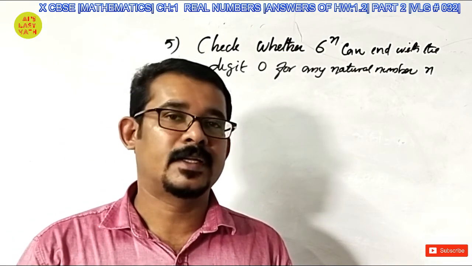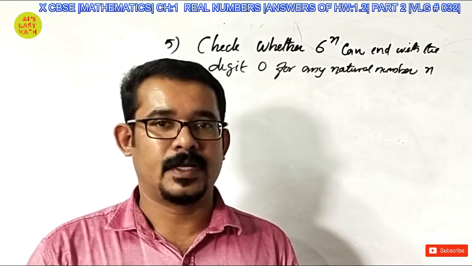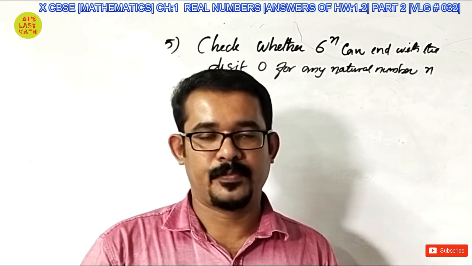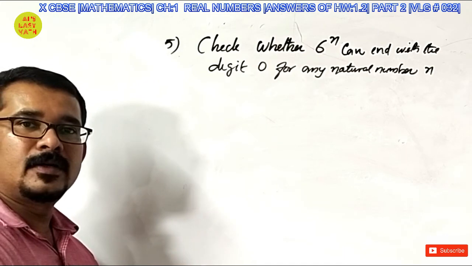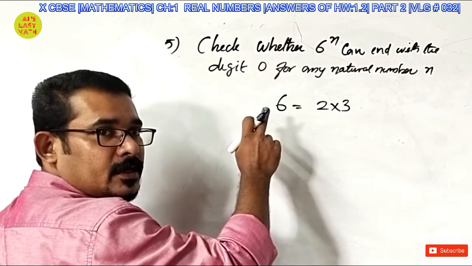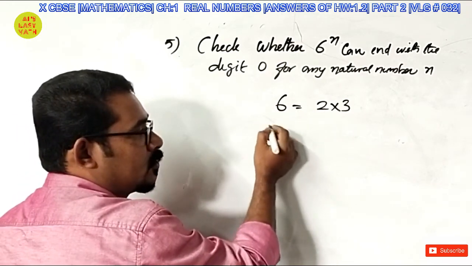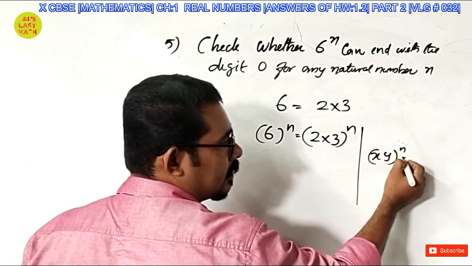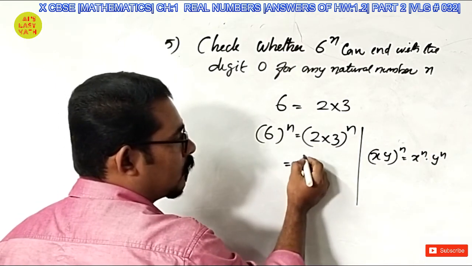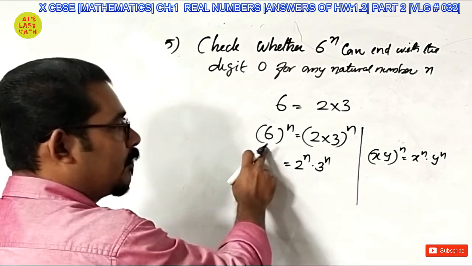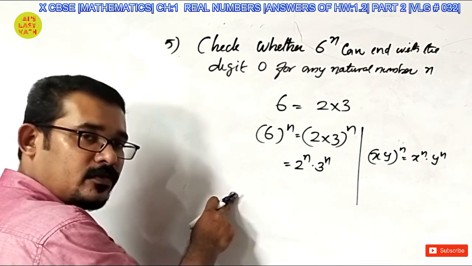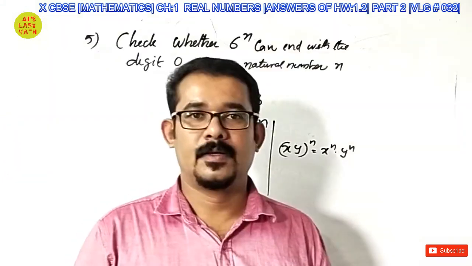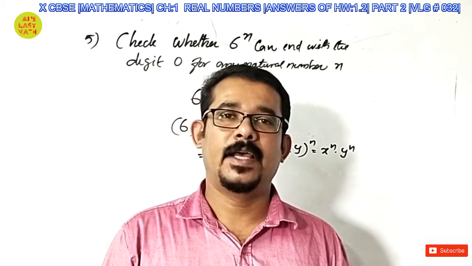Fifth question: check whether 6 raised to n can end with the digit 0 for any natural number n. We are using the concept of uniqueness from the fundamental theorem of arithmetic. We know that the prime factors of 6 are 2 and 3. So 6 raised to n is 2 into 3 whole raised to n. Using the property that xy whole raised to n is x raised to n into y raised to n, we have 2 raised to n into 3 raised to n. By the uniqueness of the fundamental theorem of arithmetic, there will be no other prime factors for 6 raised to n except 2 and 3. So there is no natural number n for which 6 raised to n ends with the digit 0.